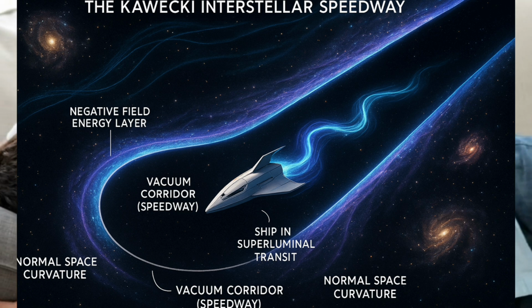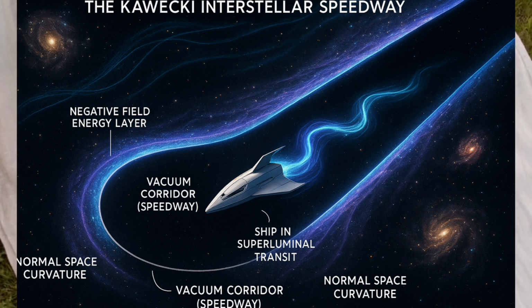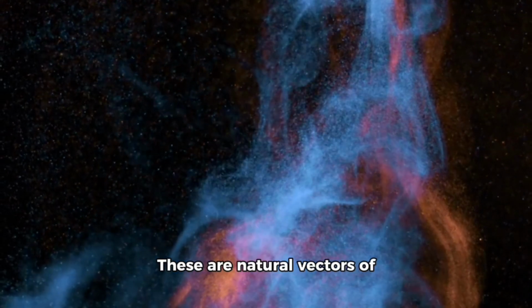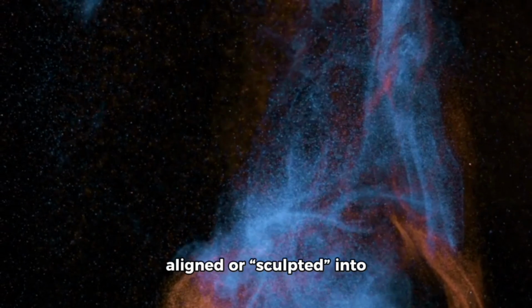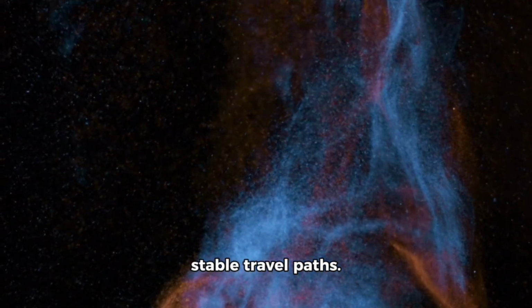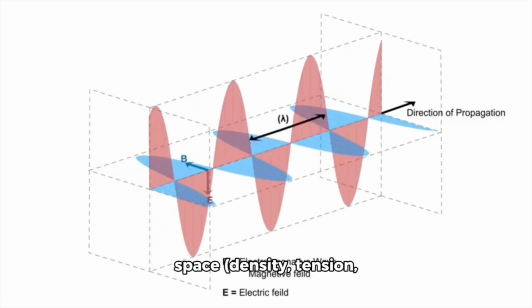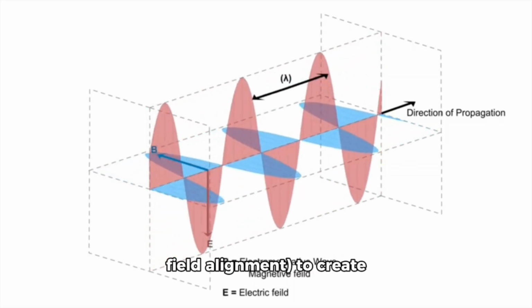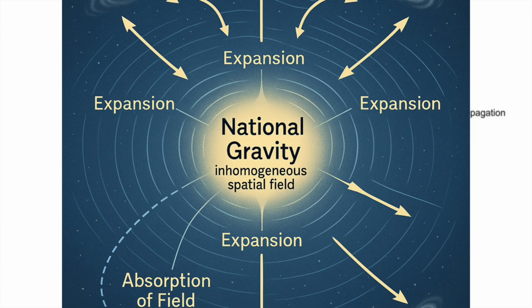Key theoretical elements: negative field energy, a non-energetic or anti-gravitational force field generated from a specific interaction between positive particles and the structure of space itself. Galactic expansion channels: these are natural vectors of expanding space, like Hubble flow directions, that can be aligned or sculpted into stable travel paths. Vacuum engineering: manipulating the vacuum of space, density, tension, field alignment, to create a speedway effect akin to removing friction or curvature from the path.